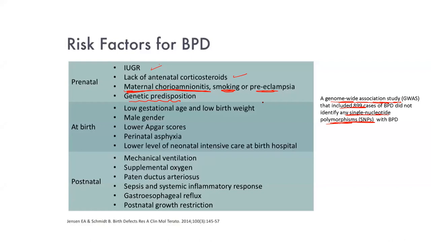At birth, if you have a low birth weight baby, male gender. The most important risk factor for bronchopulmonary dysplasia, and that's also a board question, is prematurity.